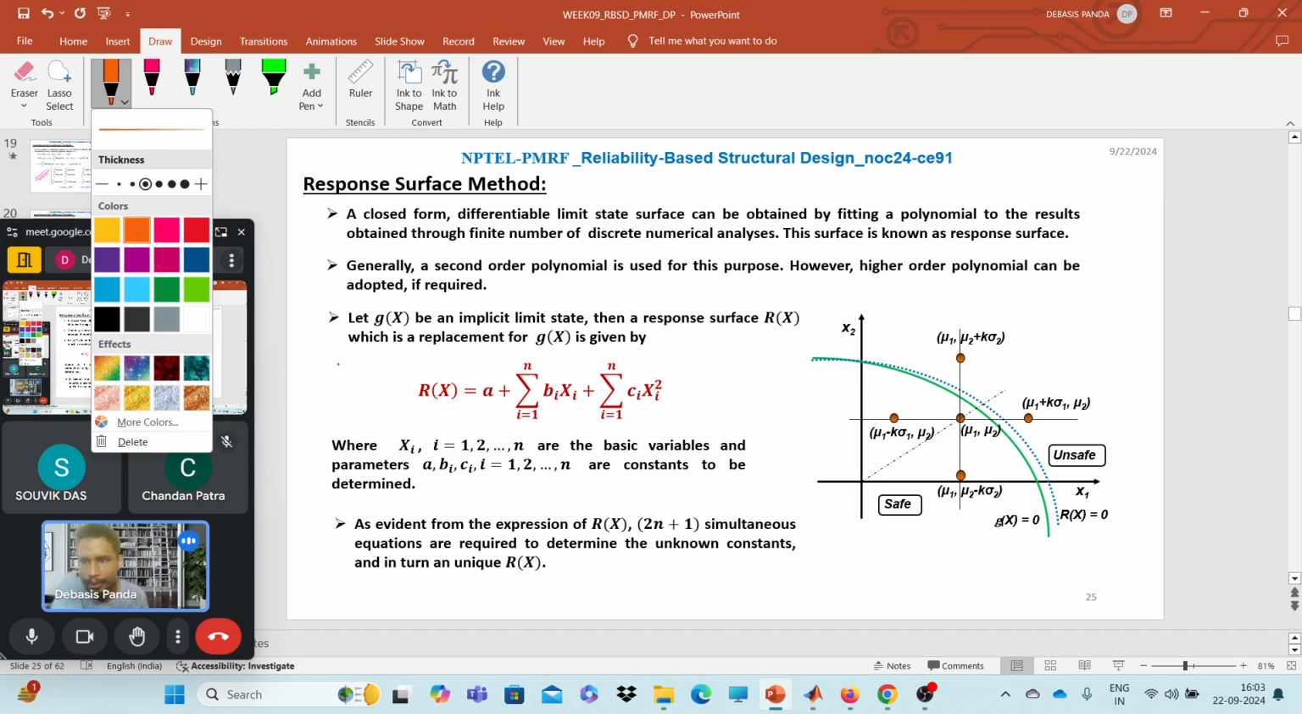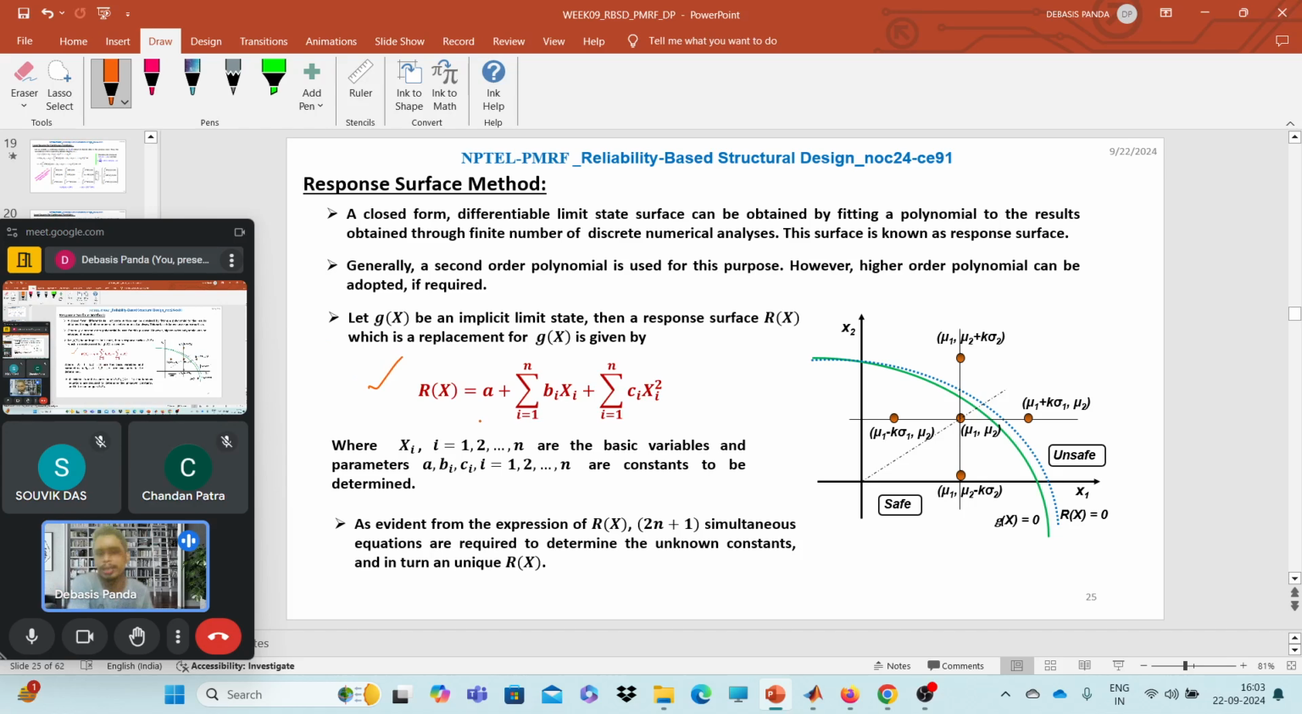Here we have proposed R(x), where R stands for nothing but the response surface. Here we propose that this model will be a second degree model: a0 plus summation of i equals 1 to n b_i x_i, plus summation of i equals 1 to n c_i x_i square. Recall this polynomial f(x) equals a0 plus a1 x plus a2 x square, and so on. So x_i are the basic variables, and here a0, b_i, c_i are the unknown constants.